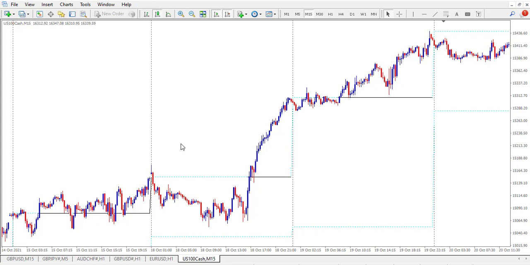Trade what you see. And what do you see? What do you see on a chart? You have to first see it and trade it. See it and trade it.